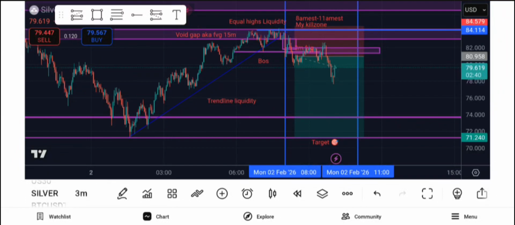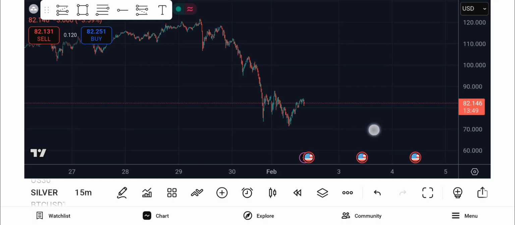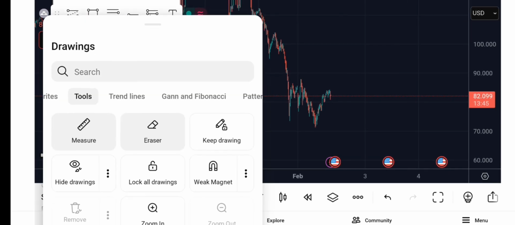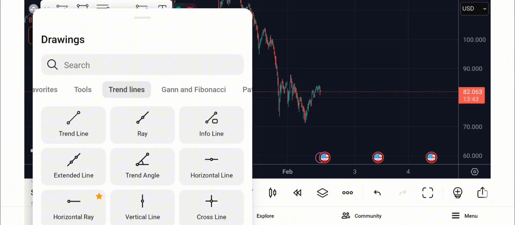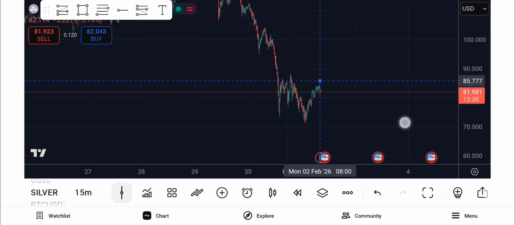This silver sell didn't happen by luck. In the next 30 seconds, I'll show you the exact fair value gap that institutions respected during New York session before price collapsed. No indicators, no guessing, just one fair value gap, one entry, and clean execution on XAGUSD.